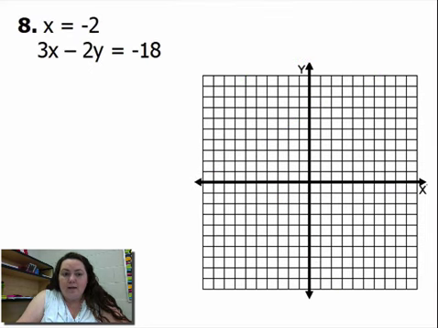And number 8, x equals negative 2. Well, if it's an x equals, it's going to be a vertical line. So everywhere where x is negative 2, it doesn't matter what y is, but x is negative 2. So it's a vertical line going through negative 2 on the x-axis.